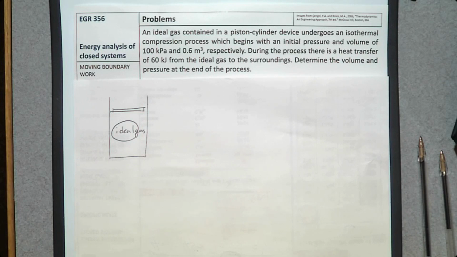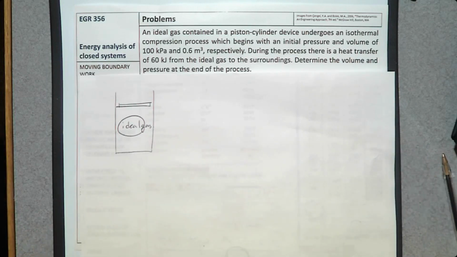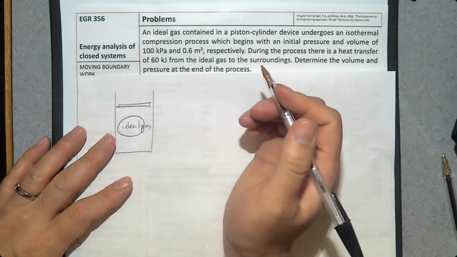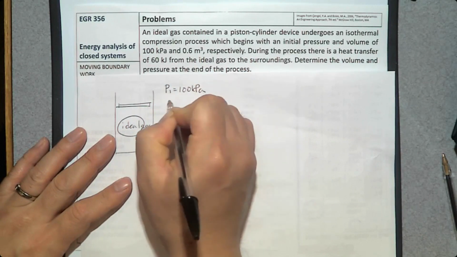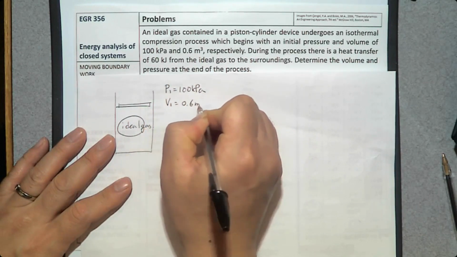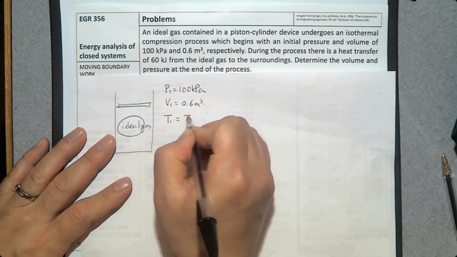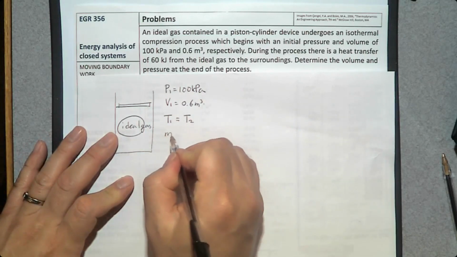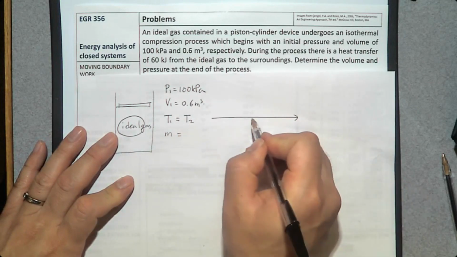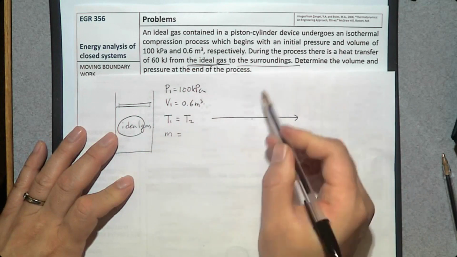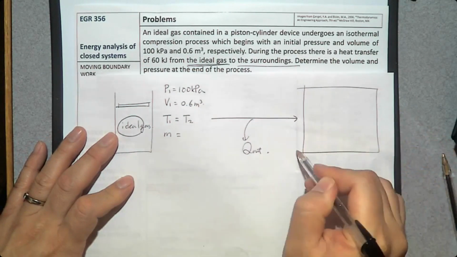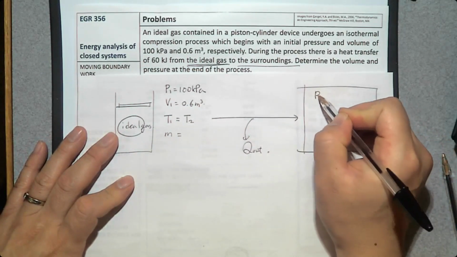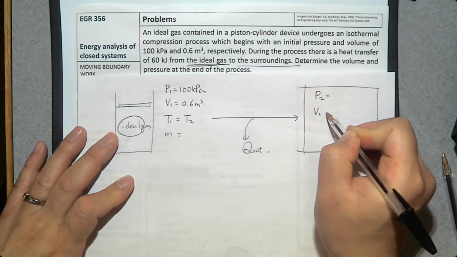Okay? So this one is undergoing an isothermal compression process. That means temperature T remains constant. So P1 is 100 kilopascal. V1 is 0.6 cubic meters. And T1, I don't know, but it is the same as T2. What about the mass? I don't know. And there is heat transfer from this ideal gas to the surroundings, which means Q out. And we have no idea about the final state, but we want to determine P2 and V2.